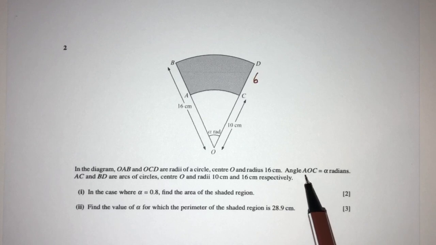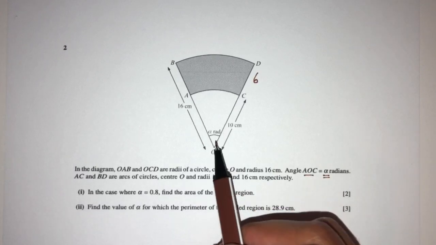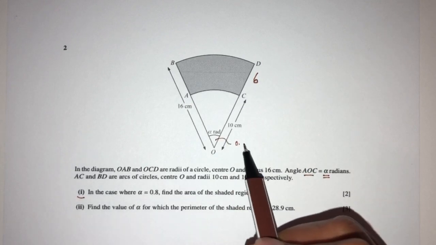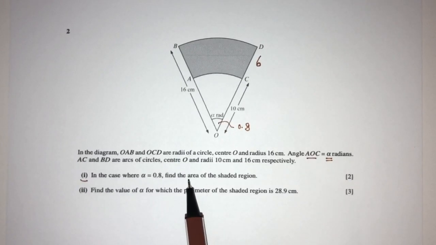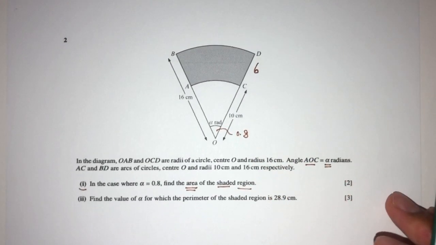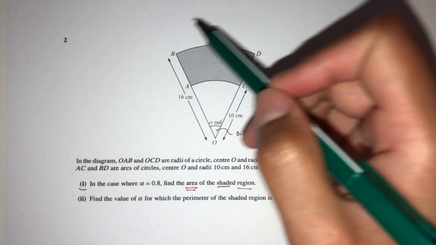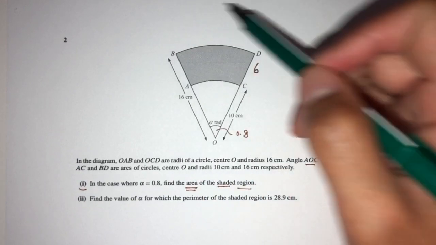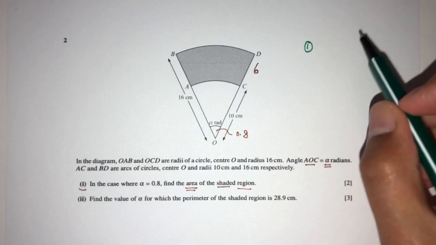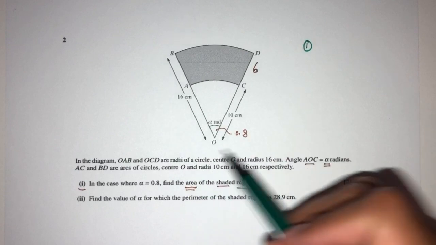Now the angle AOC is equal to alpha radians. So this is alpha radians. Now part 1, in the case where alpha is equal to 0.8, so in this case 0.8, we have to find the area of the shaded region. Now by observation, how would you find the area of this region? You can observe, to find this, we must first find the whole area, then minus this one. So number 1, let's find the whole area. That will be the area of the big sector.